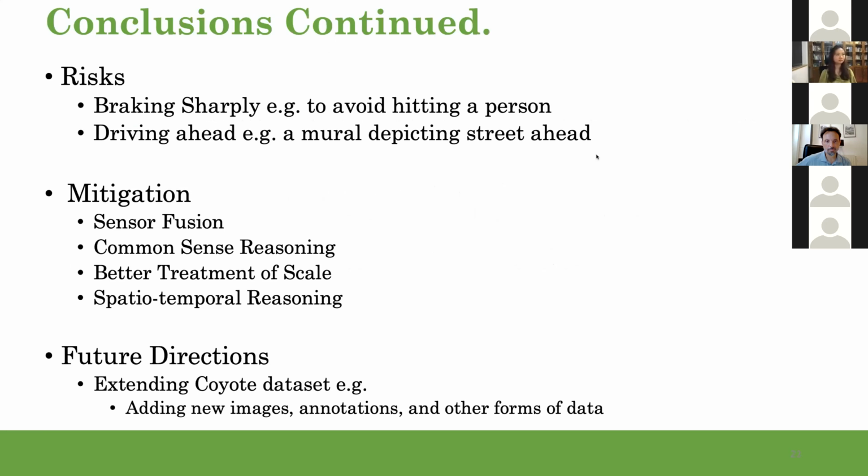The key risk associated with the kind of errors we identified in this work is that a vehicle may react inappropriately, for example, braking sharply to avoid hitting a person that is actually an image on the back of a van, or preparing to drive ahead when the street ahead is actually a mural. However, sensor fusion, common sense reasoning, better treatment of scale, and spatial-temporal reasoning can mitigate the risk. As a future direction, we would like to extend the dataset by adding new images to the same categories from within vehicles, as well as adding new categories, doing in-depth annotation of these models, and adding additional sensor information to have a fusion instead of just one form of data.